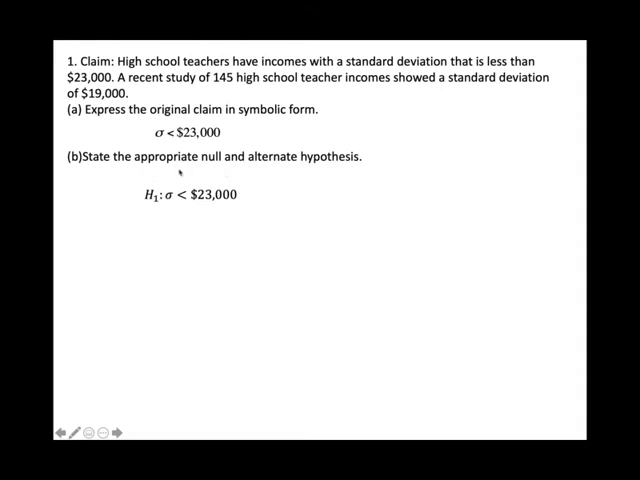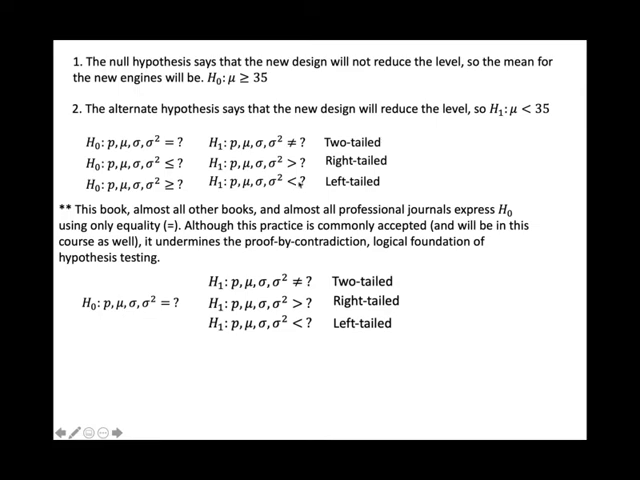Now you're going to decide what you're going to put for your null hypothesis. Remember, these two are always a pair. So if you choose the strictly less than here, your null hypothesis is going to be greater than or equal to. Okay, these two have to be complementary.